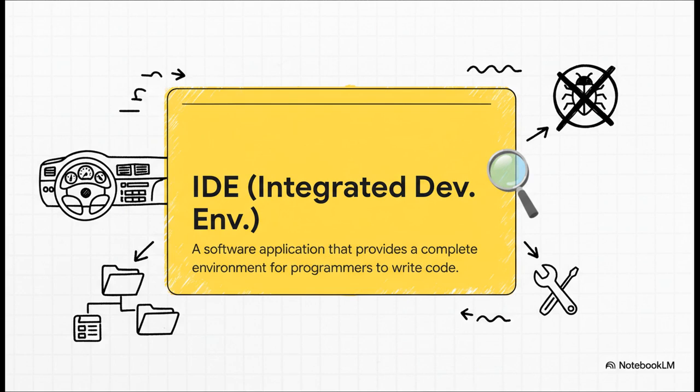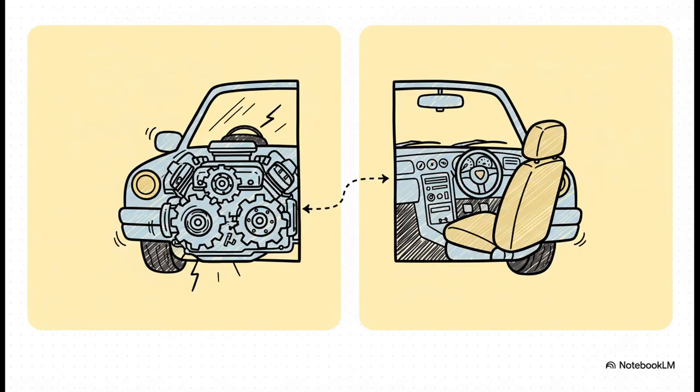Next, there's the IDE, or Integrated Development Environment. So if the JDK is the engine, then the IDE, that's your dashboard, your steering wheel, your comfy seats. It's basically your command center. It gives you a special editor for writing code, helps you keep all your files organized, and even has tools to help you hunt down and fix mistakes, which, trust me, we all make. Programmers call them bugs.